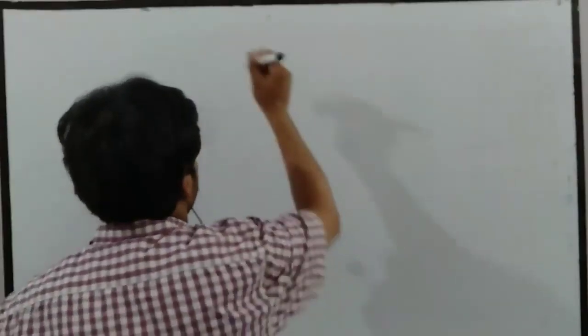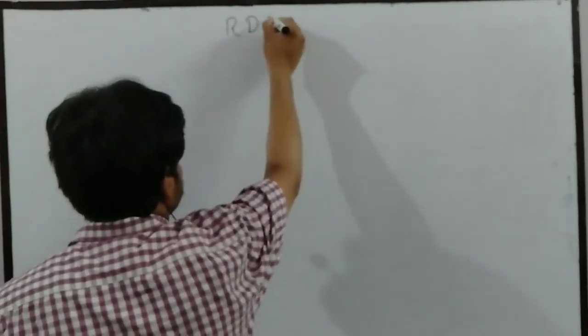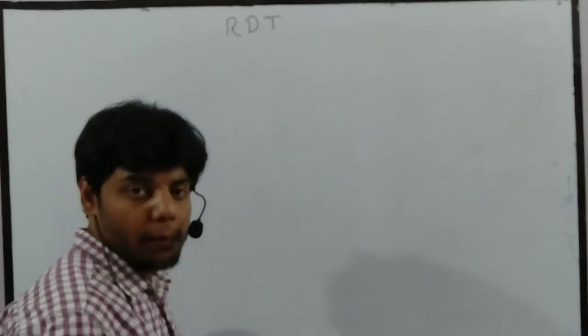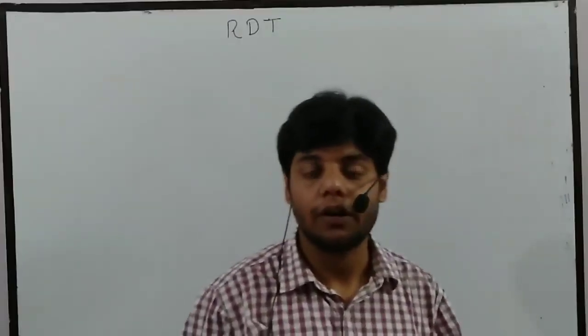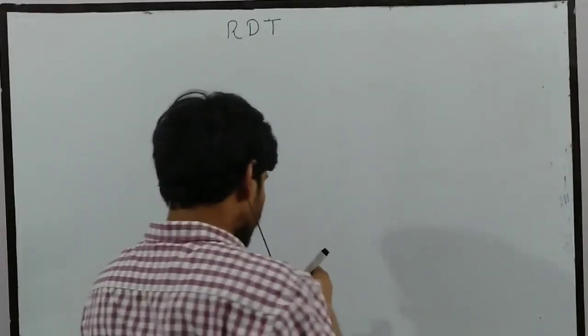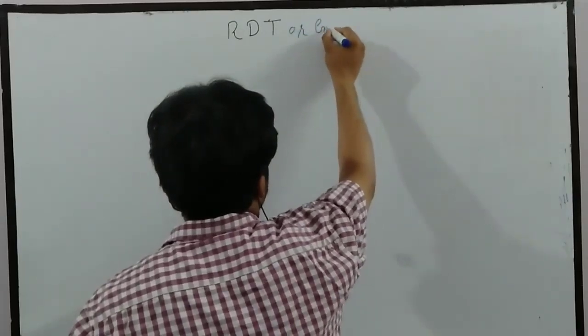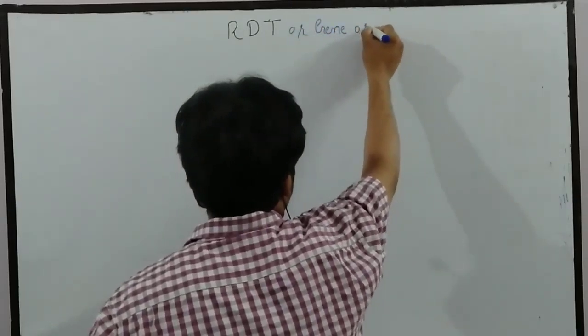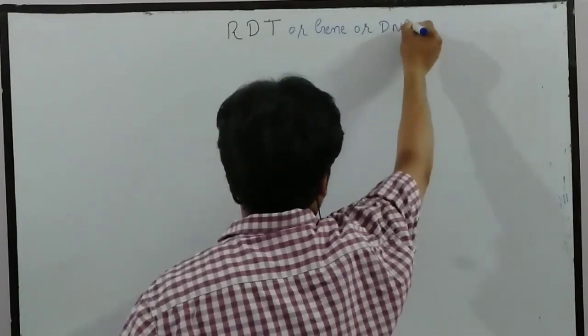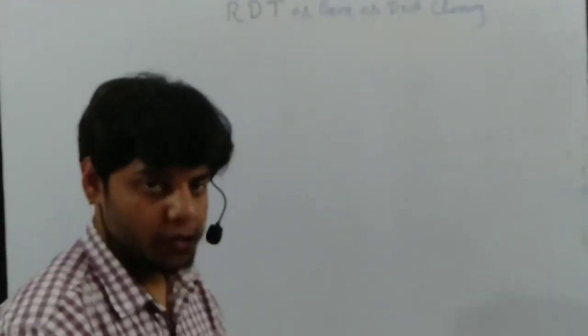So let me write. In short form, we can write RDT: R stands for recombinant, D stands for DNA, and T stands for technology. Recombinant DNA technology, we also call gene cloning, or DNA cloning.